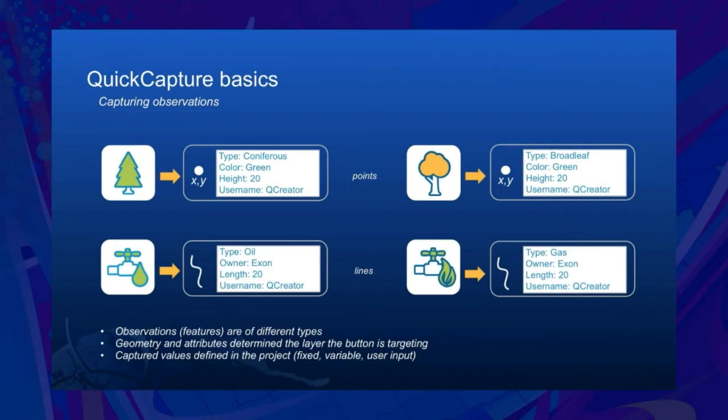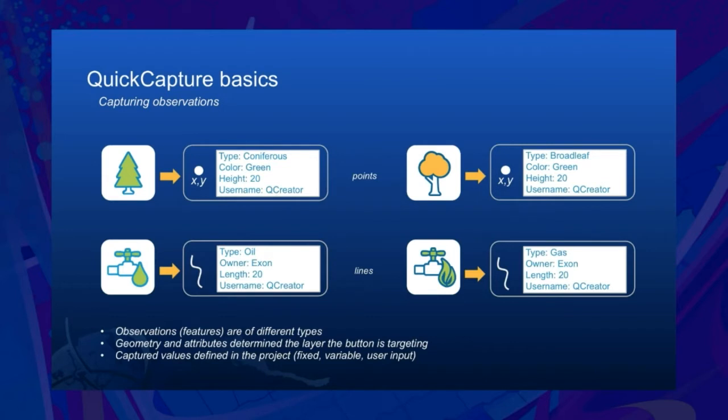When the user taps on the coniferous tree button, we create a new feature. The feature's geometry is set as the location of the device when the button was pressed, and in this case, the attribute values are fixed and defined by the button. So type coniferous, color green, height 20, username QC Creator.